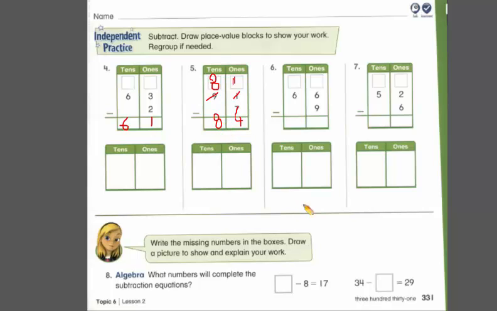Again, can I subtract 9 from 6? No, 6 is lesser than 9. We don't have enough ones to subtract 9. So who will help the ones? The tens. I have 6 in the tens. It will give 1 ten to the ones. So instead of 6, it will be 5. And the ones now have one more 10. So 6 plus 10 is 16.